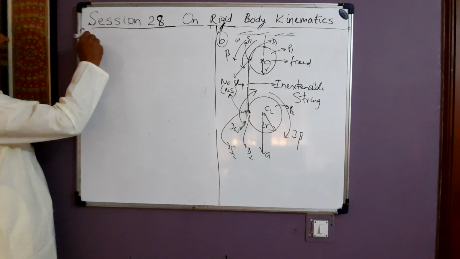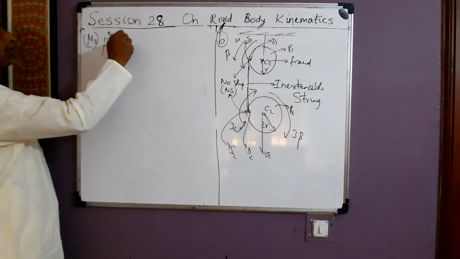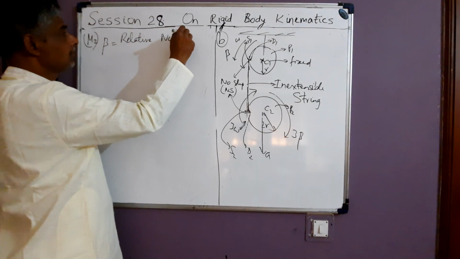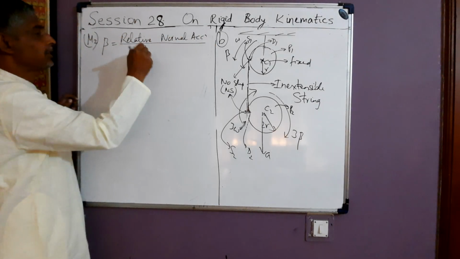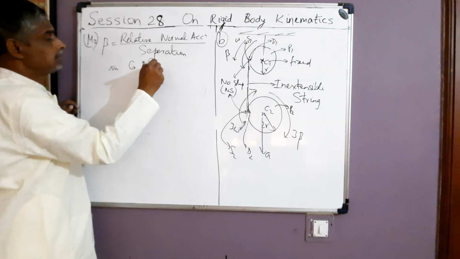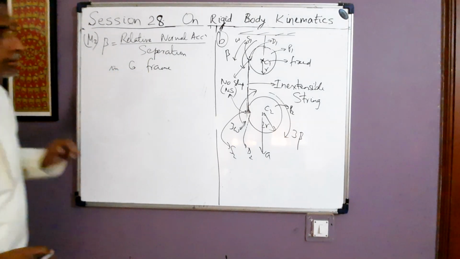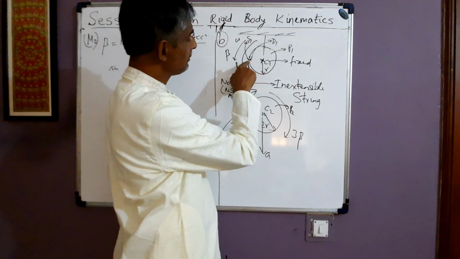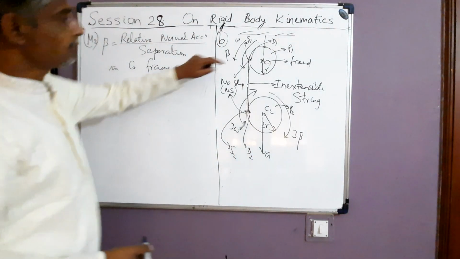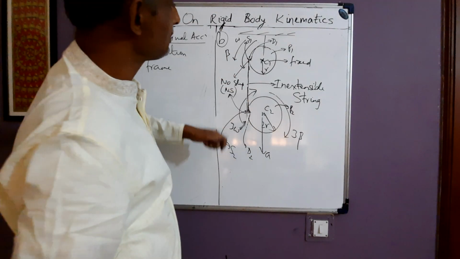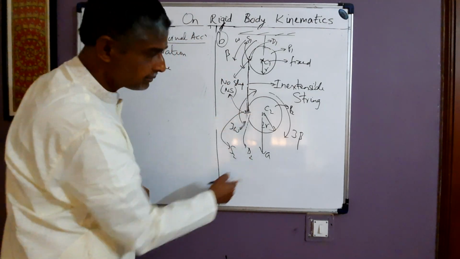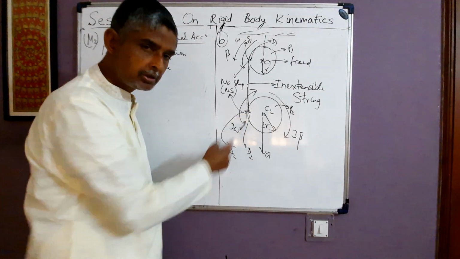So in method 2, we apply the formula beta is equal to relative normal acceleration by separation in G frame. Okay. So in the first part of method 1, I use some results of method 1, I directly use here. So this we found that the acceleration of this point D1 in downward direction is r beta. So this point is also r beta, because of that pure rolling no slip condition.